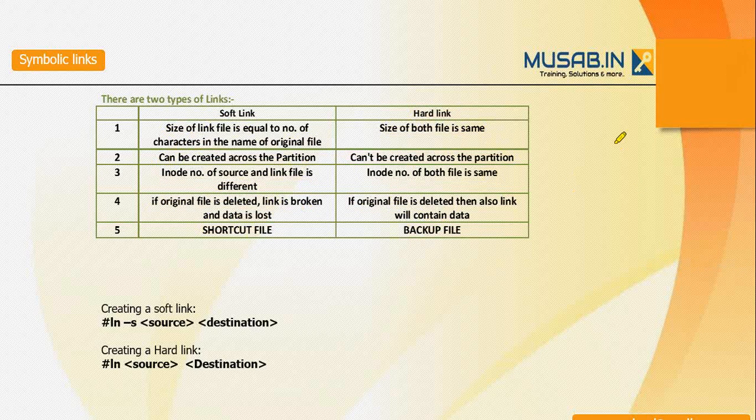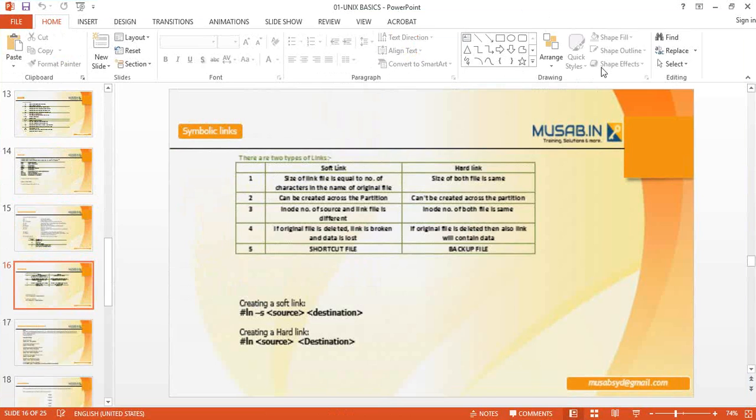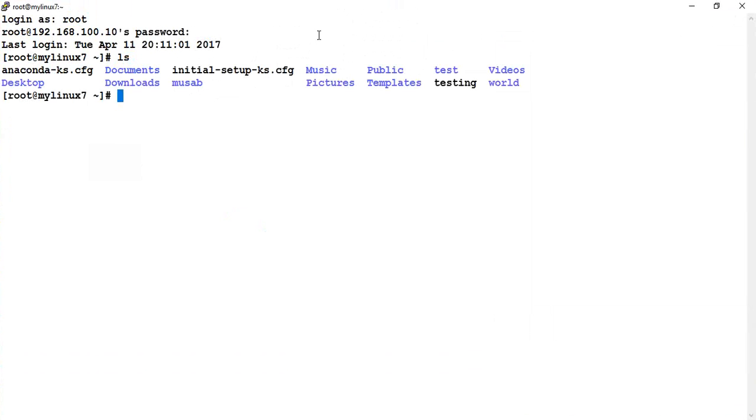Let me just clear this and log in to our Red Hat machine. Okay, so yesterday we created several files. One of them we can take out over here, like testing. I'd like to create a soft link for testing and I'd like to keep it either in the same folder or a separate folder across the same partition. I'll keep it in the same folder.